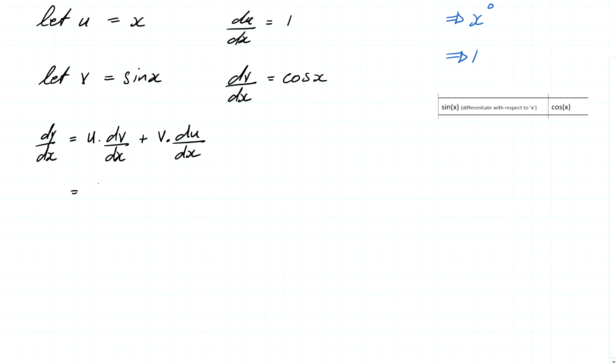Okay, so u in this case is x, times the derivative of v is cos x, plus v sin x, times the derivative of u, which is 1. Okay, we usually don't write 1, but I'll write 1 there just for clarity. So dy dx is then equal to x cos x plus sin x, and that is the answer.